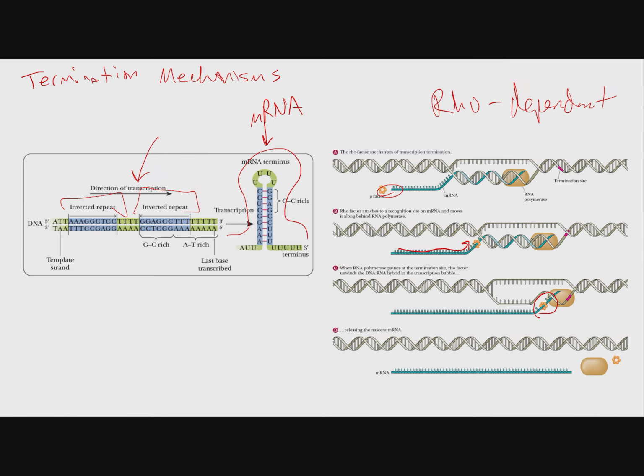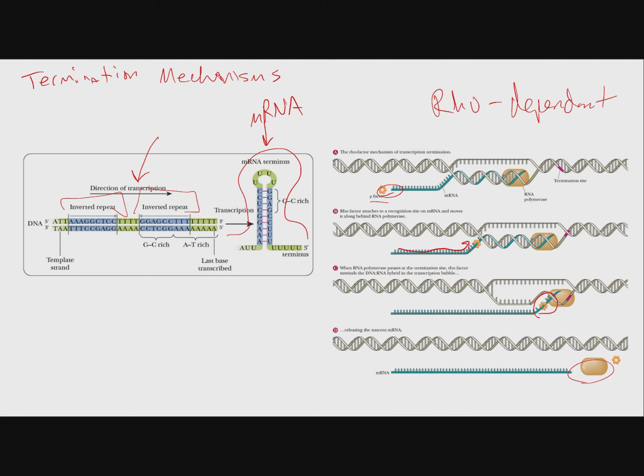When rho catches up, it unwinds the DNA RNA hybrid and actually makes it let go. And so it releases the mRNA and also releases the RNA polymerase from the back end of that template strand. So rho dependent involves a rho factor. They both involve these secondary structures, these hairpin loops that end up forming.